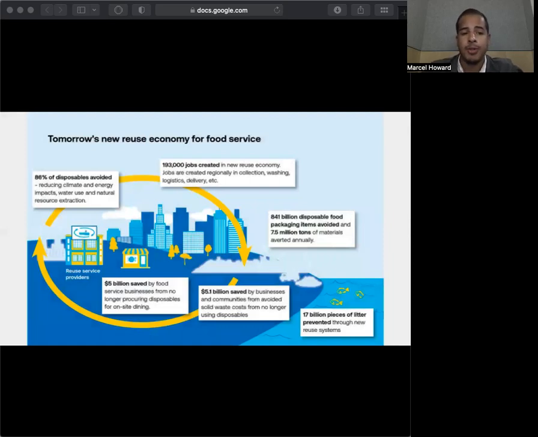Now, when we shift our approach away from single-use itself and prioritize reuse solutions, we can create a new and sustainable economy for food service. By just shifting on-site dining 100% to reusable, and building out a new infrastructure in cities where at least 82% of the US population resides, then we could do the following. Remove 86% of disposables from the system, equating to 840 million pieces of packaging. We could save businesses $5 billion, save communities $5 billion in waste management costs, eliminate 17 billion pieces of litter, and create lots of local jobs in our communities in this beautiful new reuse economy. So reuse is not only great for the environment, but it's also great for businesses and cities alike.